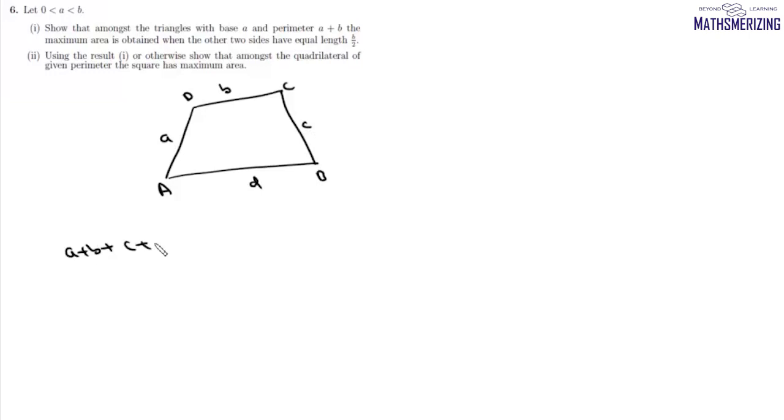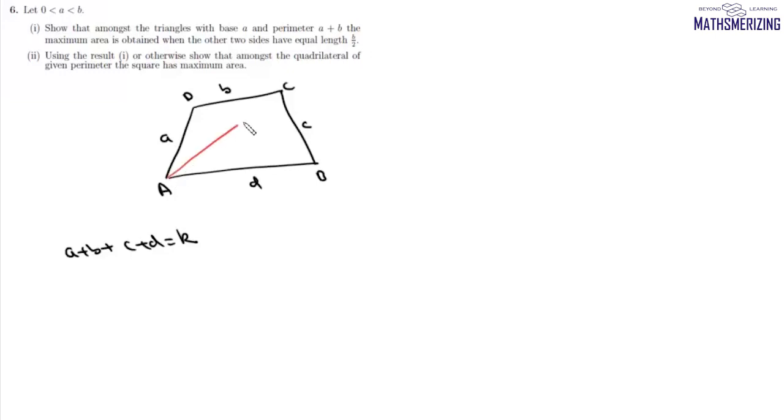Now the second part of the question is, using the result 1 or otherwise, show that amongst the quadrilaterals of given perimeter, the square has maximum area. So we have this quadrilateral, say ABCD, and its perimeter is fixed. Now suppose AB plus BC plus CD plus DA is some fixed number, say K.